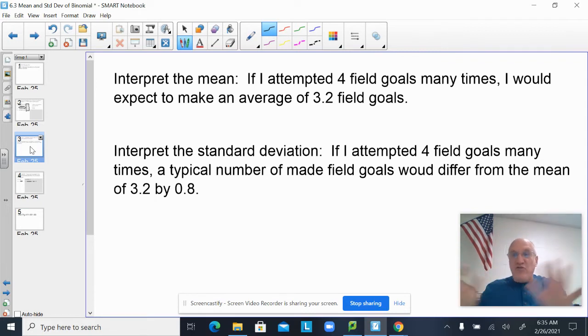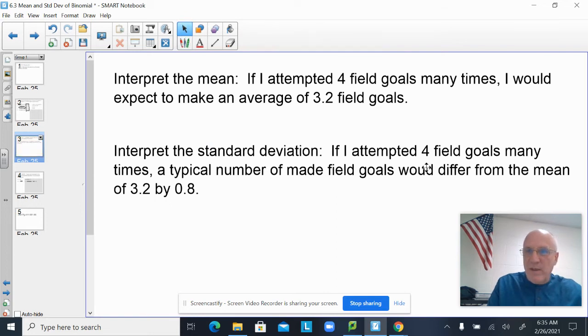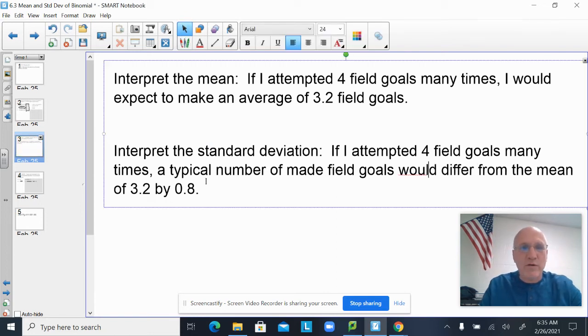In general, a standard deviation says how far a typical value is from the mean. Be careful how you word it, because the typical value here is a number of made field goals out of 4. It says if I attempted 4 field goals many times, a typical number of made field goals would differ from the mean of 3.2 by 0.8.